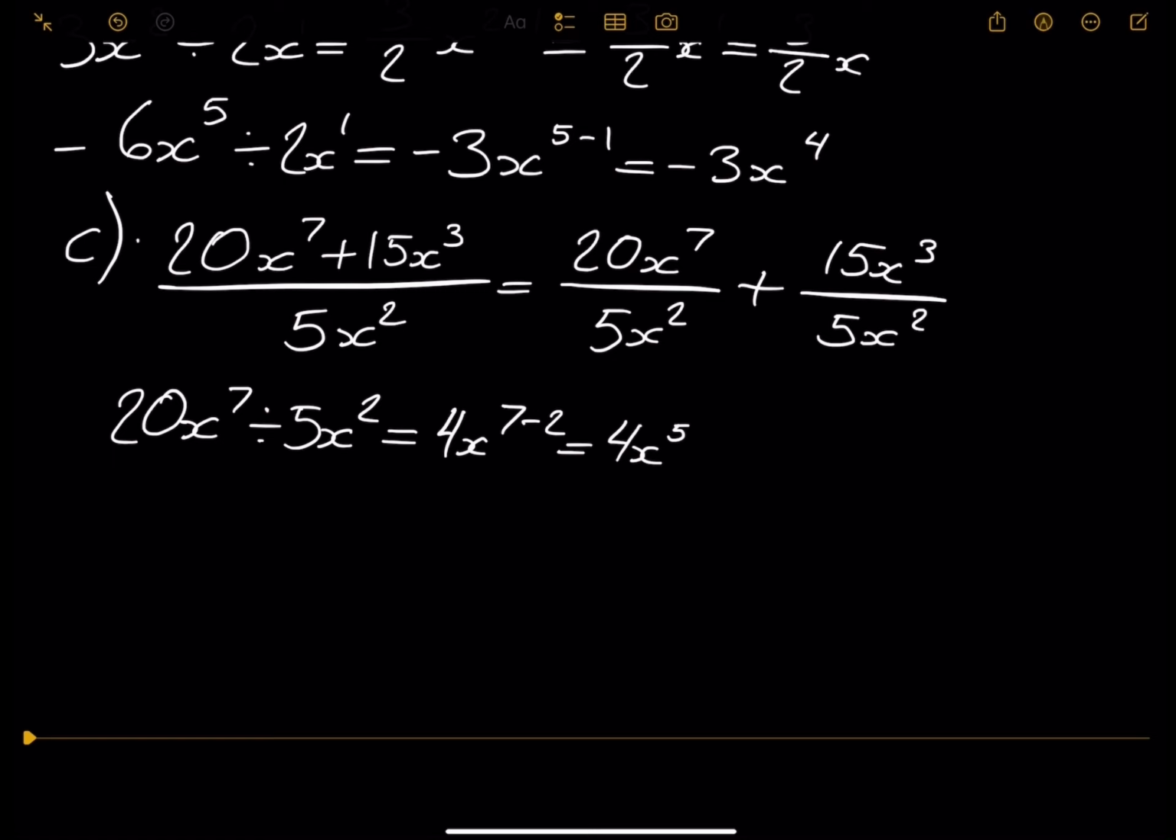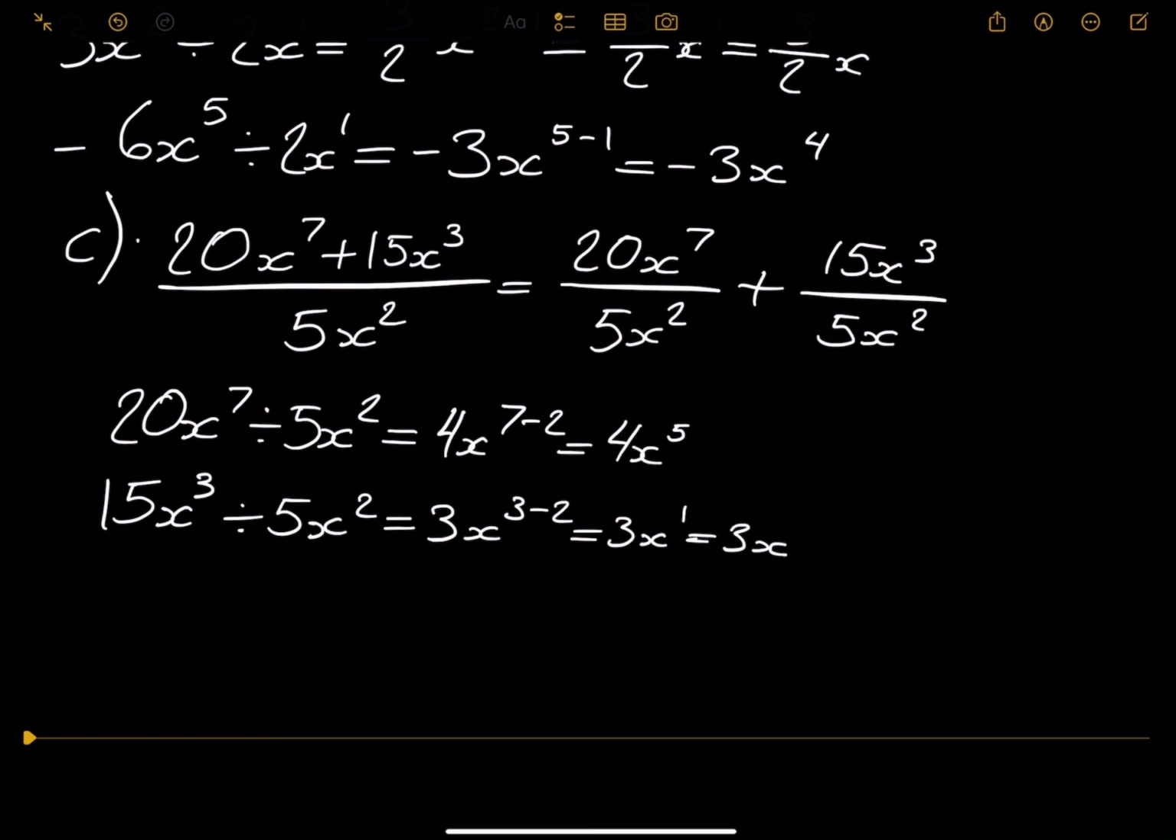Okay, now we deal with this one. We've got 15x raised to the power of 3 divided by 5x squared. 15 divided by 5 is 3. So we end up with 3x raised to the power 3 minus 2, which is equal to 3x raised to the power 1, and that's 3x.